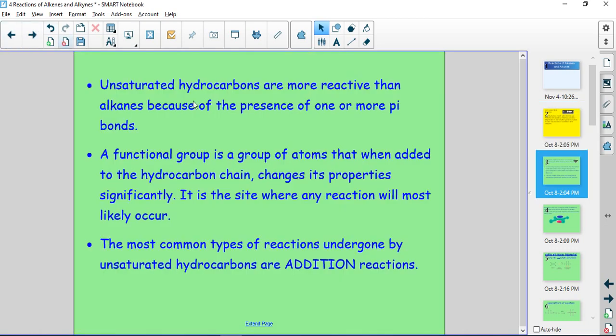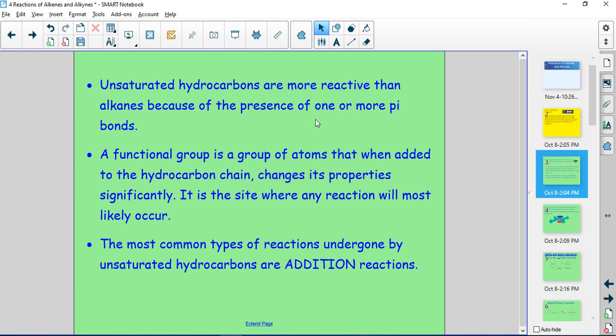Okay, unsaturated hydrocarbons. So those are the alkenes and alkynes I'm referring to in this lesson. Those ones are a bit more reactive than their saturated partners are because of those double and triple bonds. We'll later learn what pi bonds means, but that affects its reactivity.